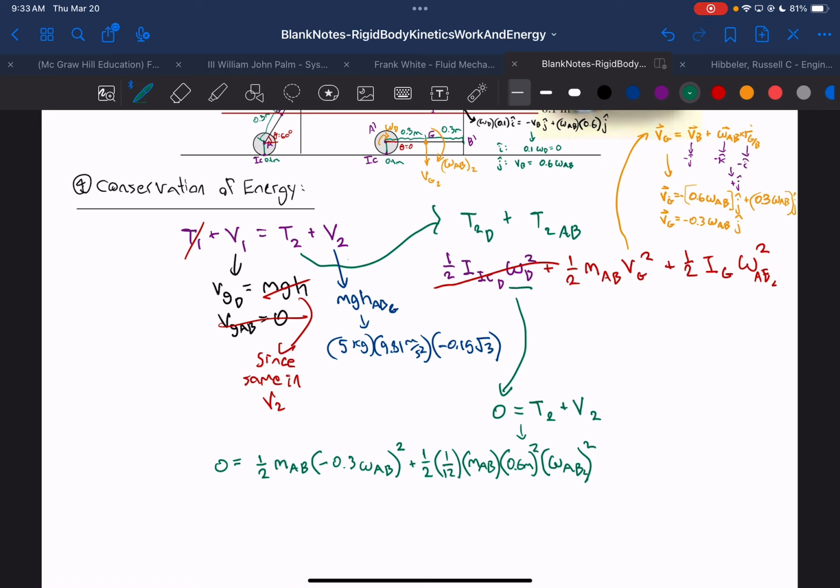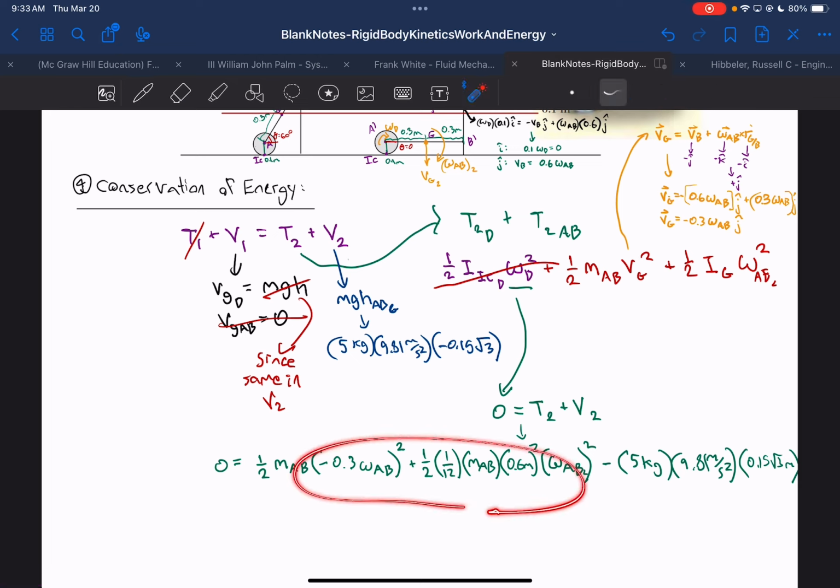Plus the potential energy. In this case, the potential energy is negative, so we can just put it down as a negative value. So 5 kg multiplied by 9.81 meters per second squared, multiplied by 0.15 square root 3 meters. Do we have everything we need to solve this problem? We're trying to find omega AB. Yes? Okay. Factor omega AB out from this and tell me what answer you get, please.